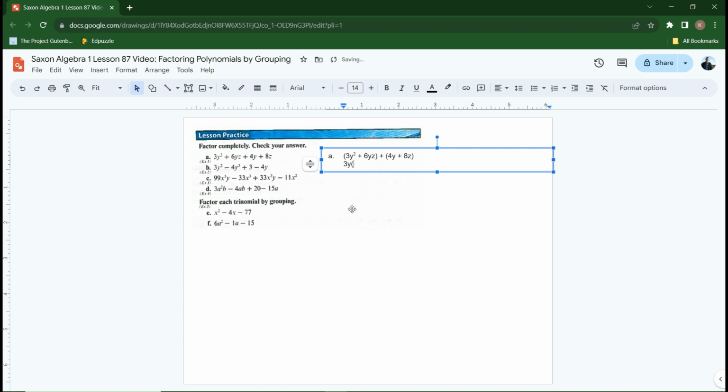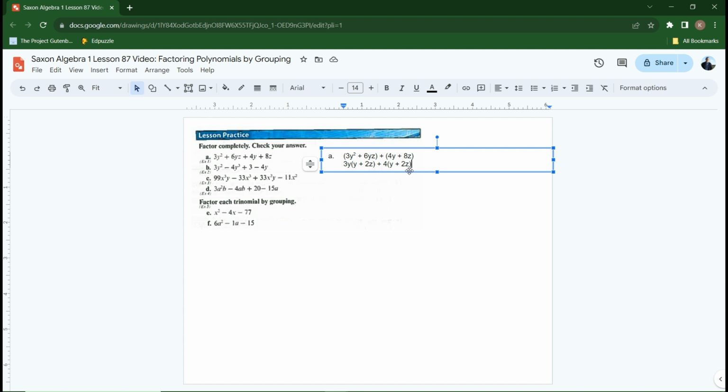3y, I'm going to factor 3y out of this first set of terms. What am I going to get? y plus 2z is left over. I've got a plus here. I'm going to carry that down, and I'm going to factor a 4 out of the next set of terms. What am I going to be left with? y plus 2z. Hey, this is exactly what we were looking for. I factored something out in the front and got y plus 2z in parentheses, factored something out here and got y plus 2z in parentheses.